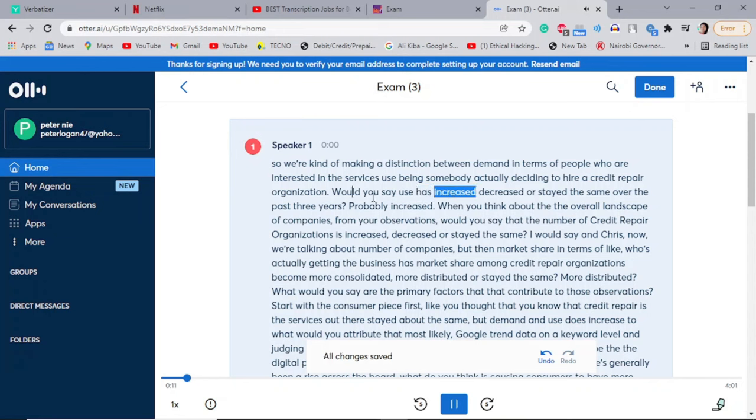Would you say use has increased, decreased, or stayed the same over the past 3 years? Probably increased.